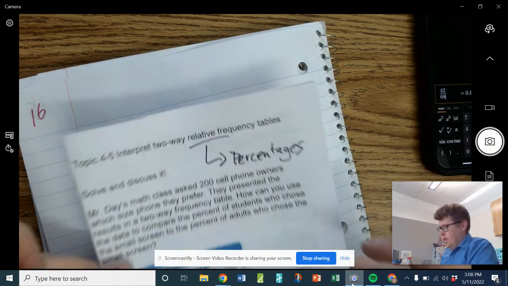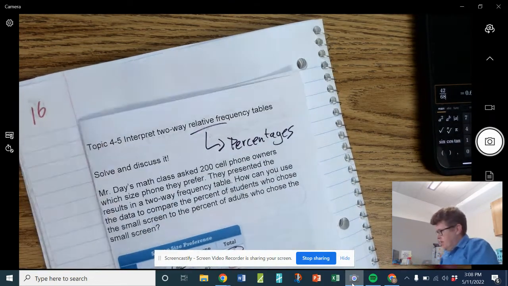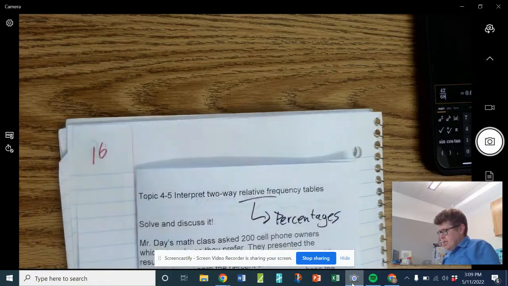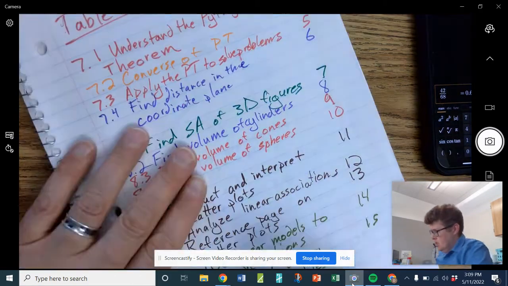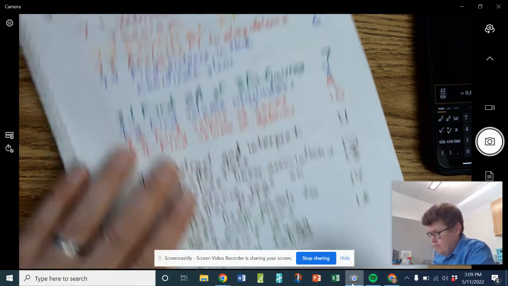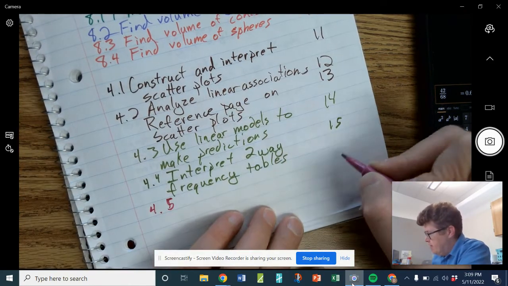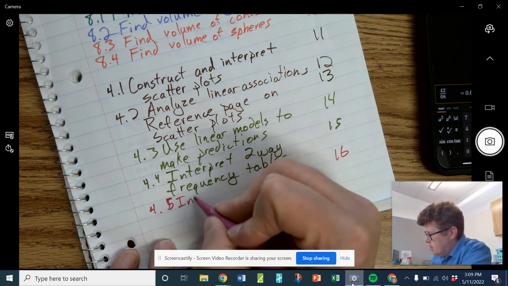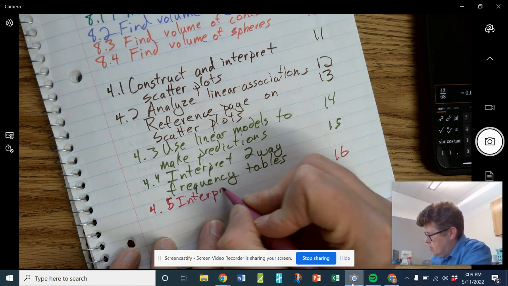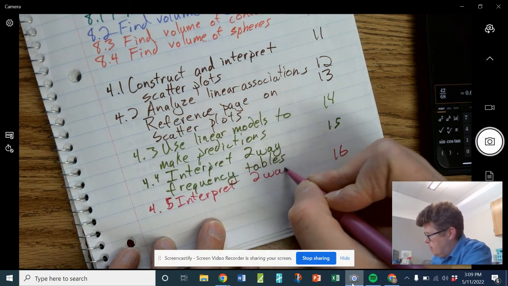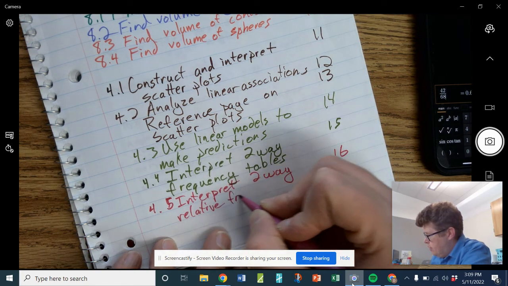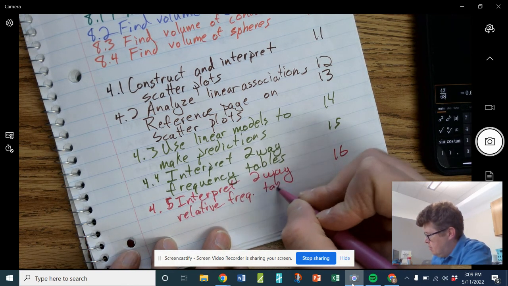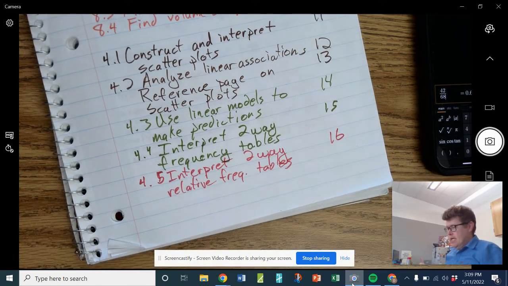16%. 16. I got percentages on the brain, guys. Okay, so 16 is interpret two-way relative frequency tables. This is 4.5. It's a terrible looking 5. So interpret two-way relative frequency tables. That's that.